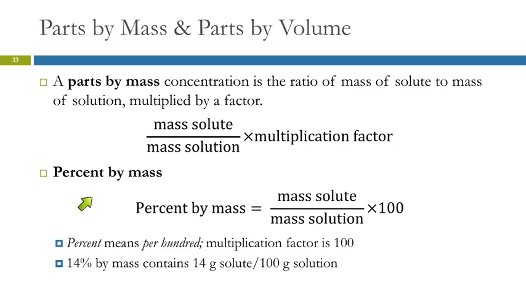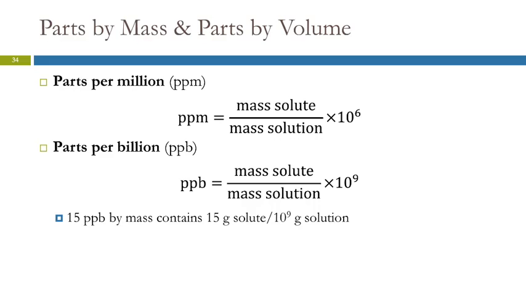So we can calculate percent by mass. We can also use percent by mass as a conversion factor. 14% by mass means 14 grams of solute per 100 grams of solution. There's also parts per million, parts per billion, even parts per trillion. The reason we have these is if you're measuring, say, the amount of lead in your drinking water, it's going to be a very small amount. Maybe it's 1 part per billion. If you express that as a percent, it ends up being a really tiny number that's hard to deal with. That's why we have these other units.